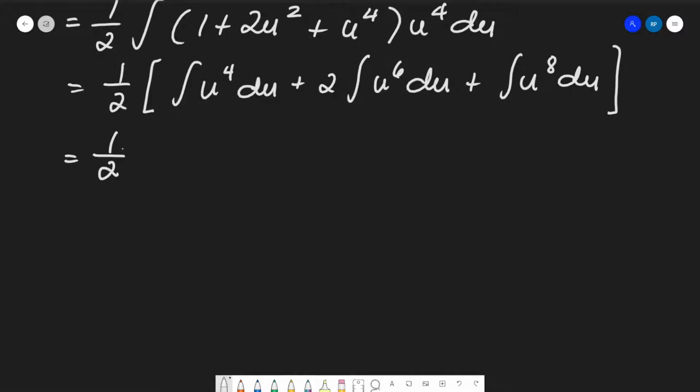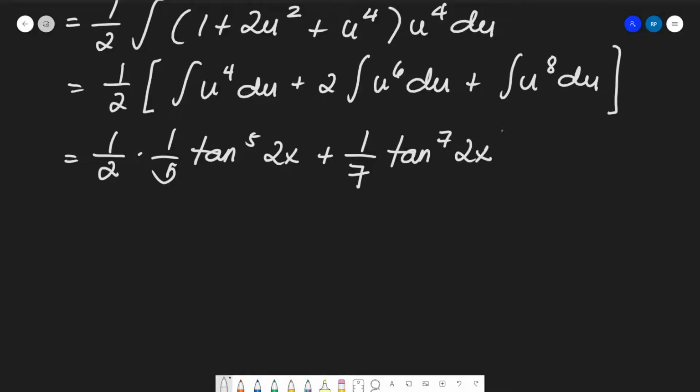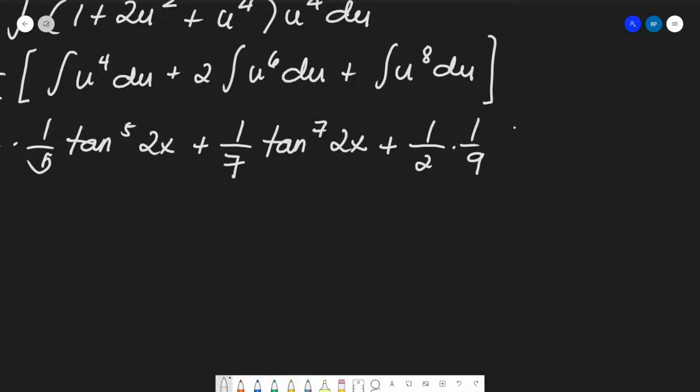We have 1/2 times 1/5. Ano nga yung u natin? Tangent 2x, diba? So, we have tangent to the fifth ng 2x. Plus, distribute natin 1/2 times 2. So, makakancel. So, plus, ito na lang, yung 1/7 tangent raised to 7 ng 2x. Then plus 1/2 times 1/9 ng tangent to the 9th ng 2x plus c.